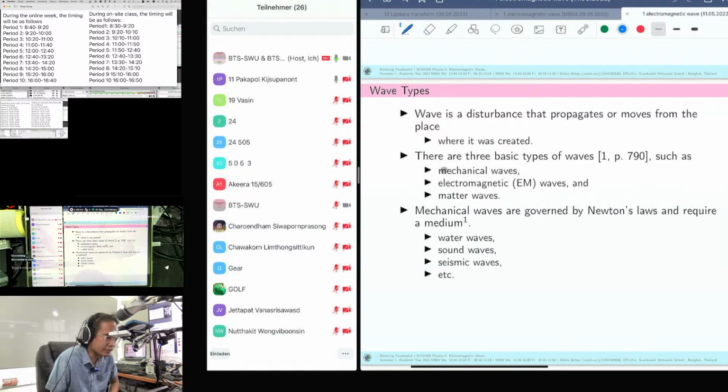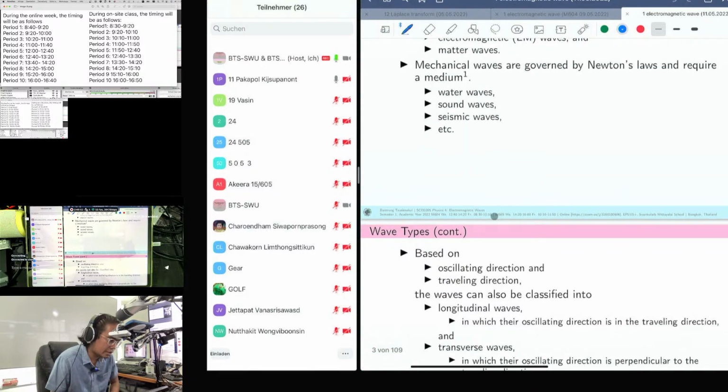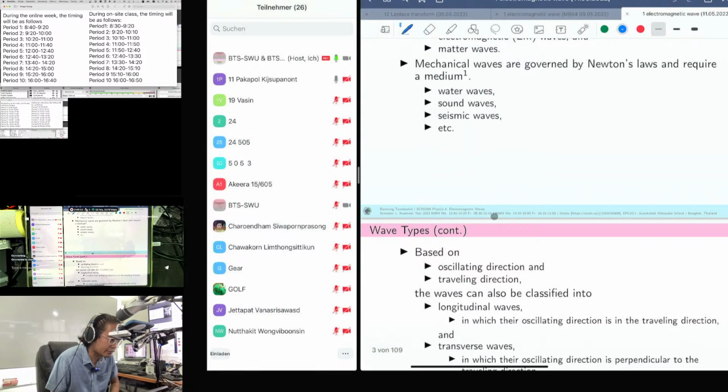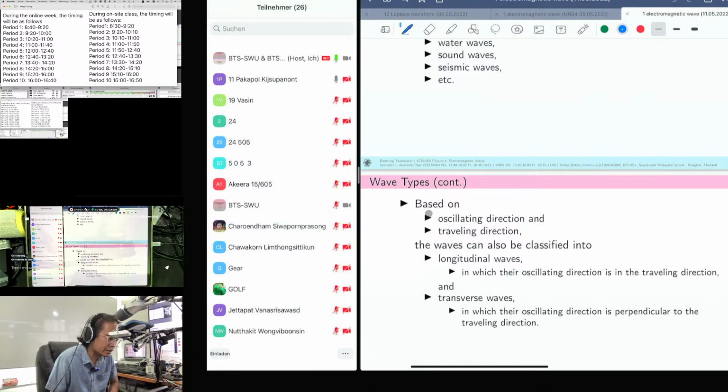Okay, the wave can not only be classified into 3 different types like mechanical wave, electromagnetic wave, and matter waves, but also can be classified into 2 propagation behavior types. The first one is called longitudinal wave, okay, and the second one is transverse wave. Okay, what is the difference between these 2 types of wave? The first one is oscillating direction. Okay, we use the oscillating direction and compare it to the traveling direction.